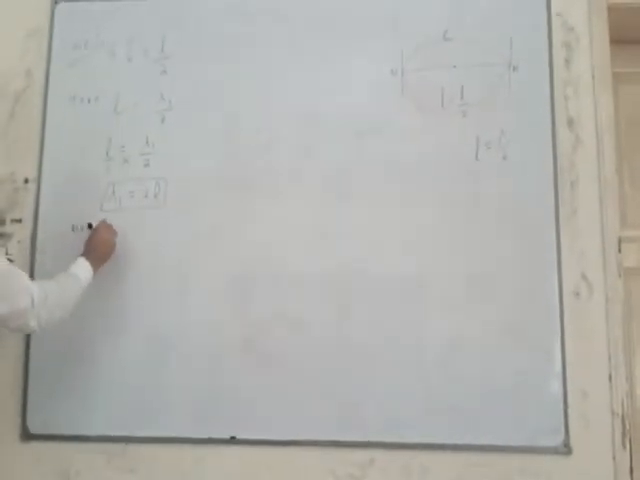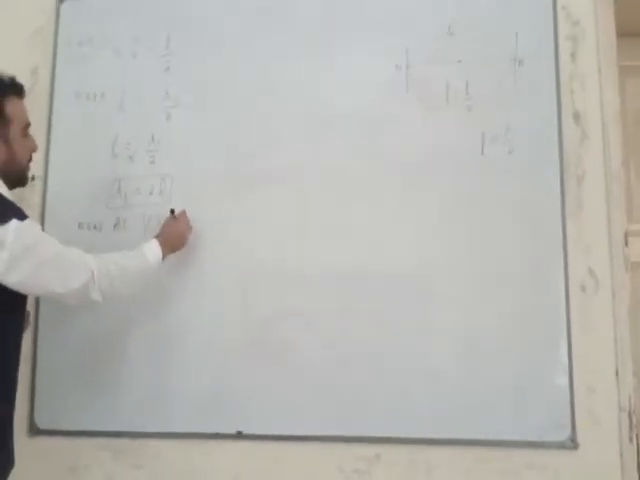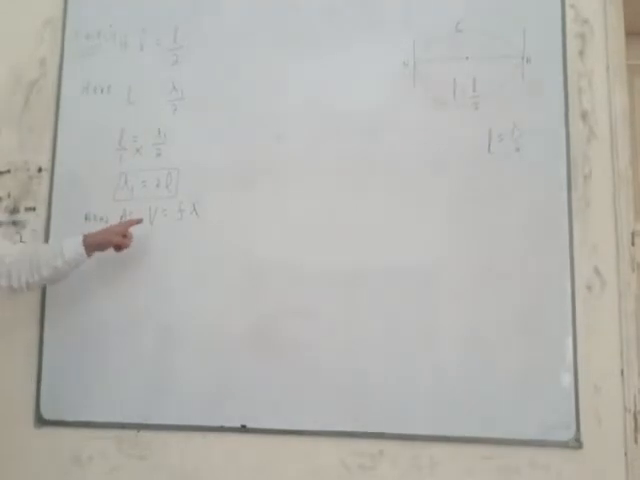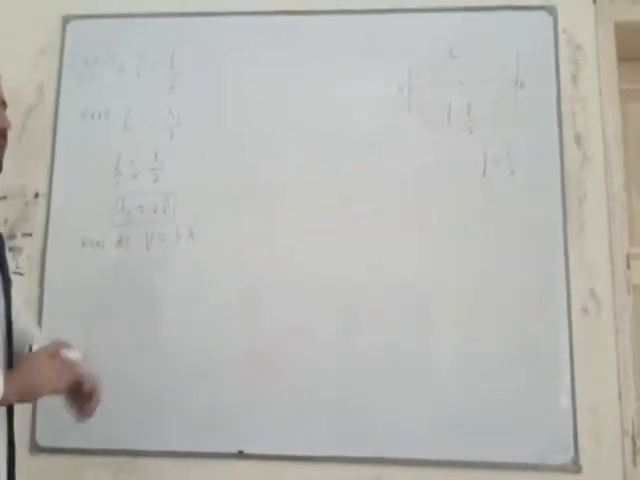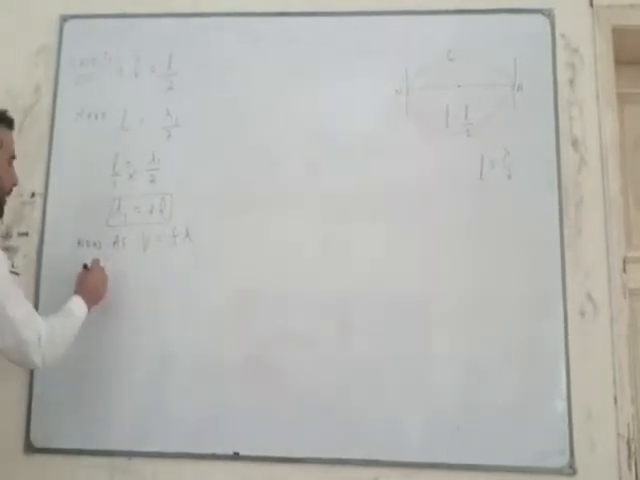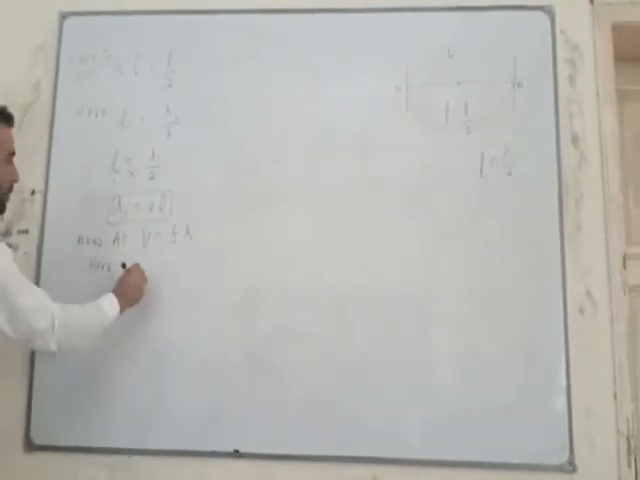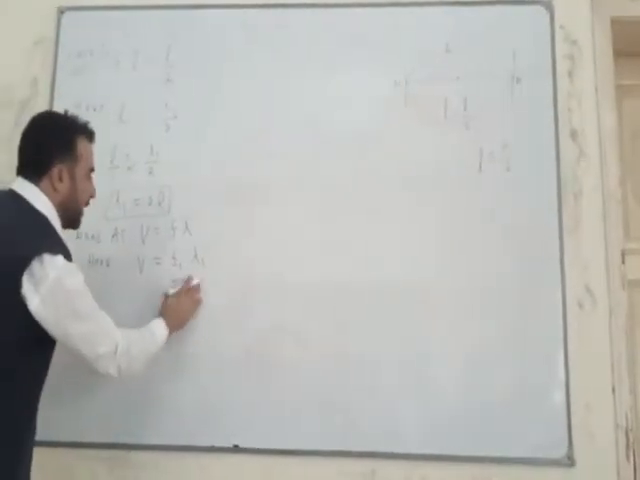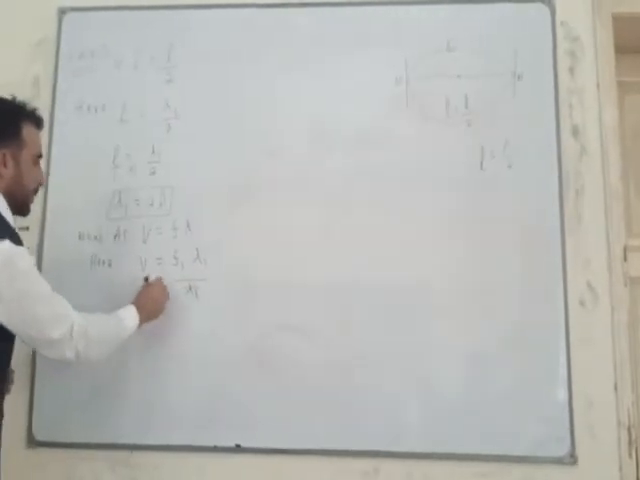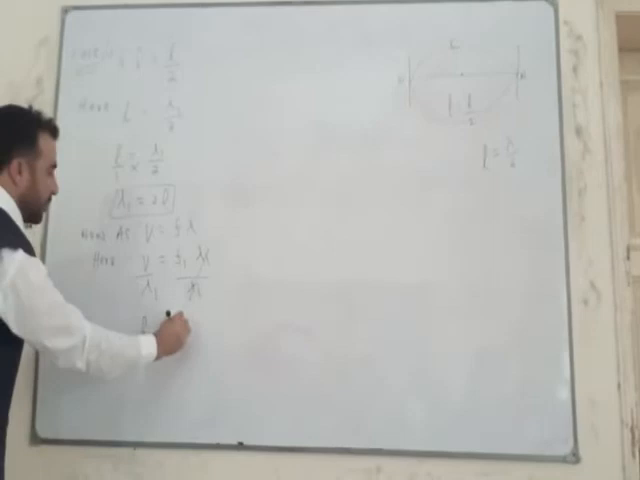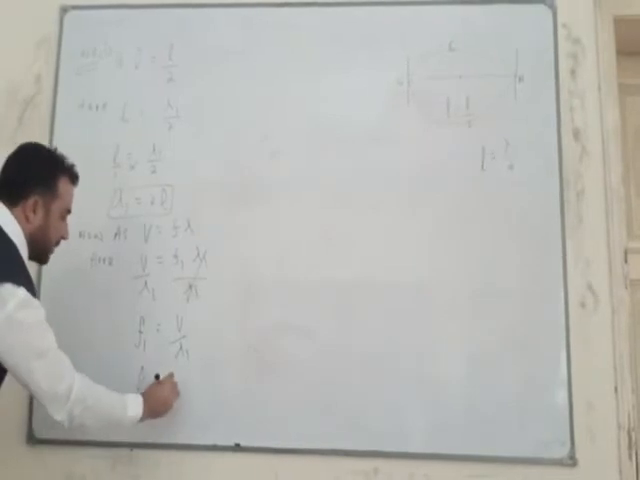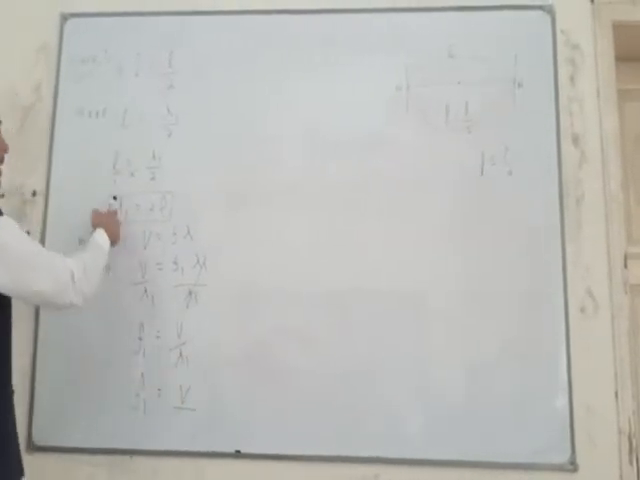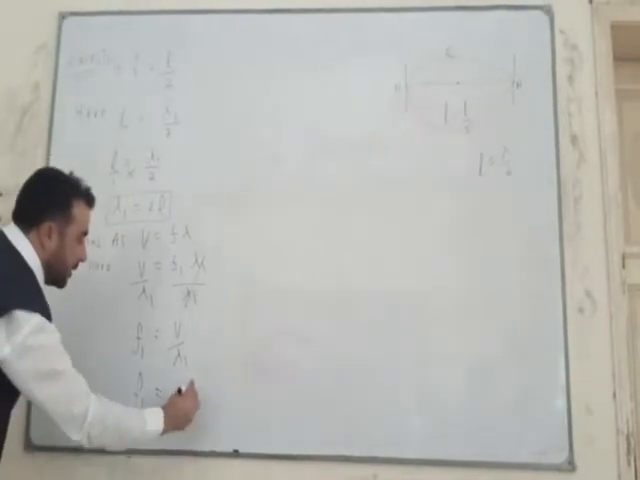Now, as we know, V is equal to F lambda. This is the formula for the relationship between speed, frequency and wavelength. Here, V is equal to F1 lambda 1. So if we divide both sides by lambda 1, we get F1 is equal to V by lambda 1. Now lambda 1 is equal to 2L, so F1 is V by 2L. This is the frequency of vibration in case 1.